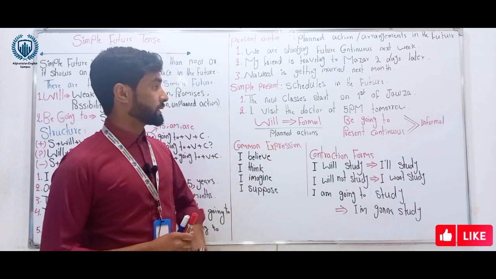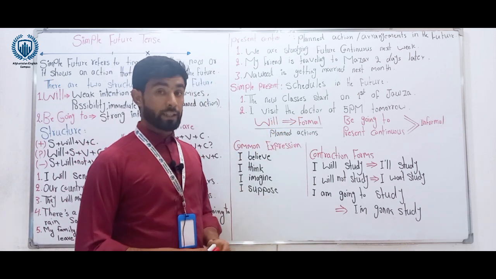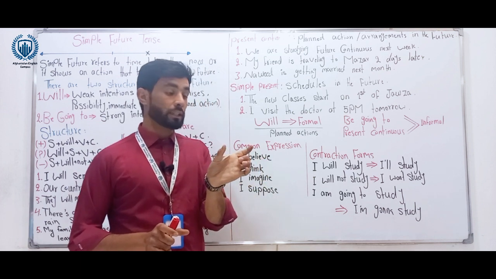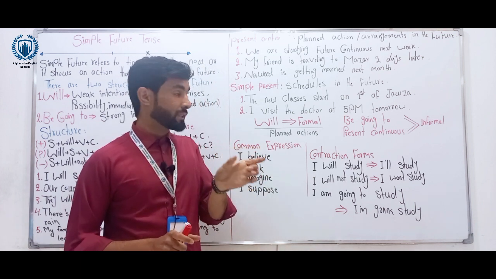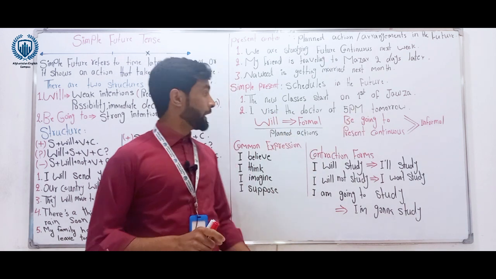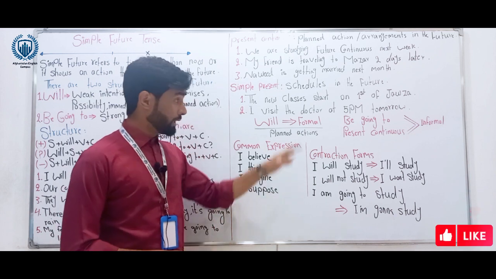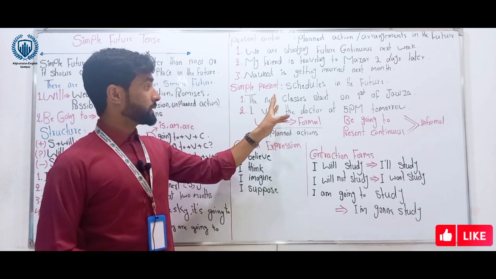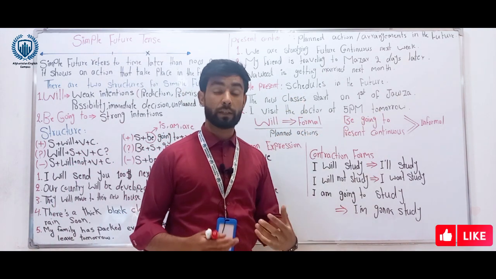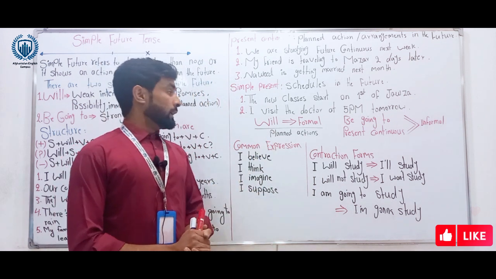It's a schedule. I visit the doctor at 5 p.m. tomorrow. It's my schedule. In my schedule, I have to visit the doctor, and the time to visit the doctor is 5 p.m. tomorrow. I visit the doctor at 5 p.m. tomorrow. This is the way we use simple present for a future action. Of course, with future time expressions, we have to have time expressions of future. Wish you understood this part.